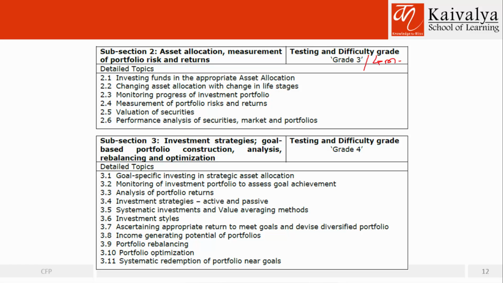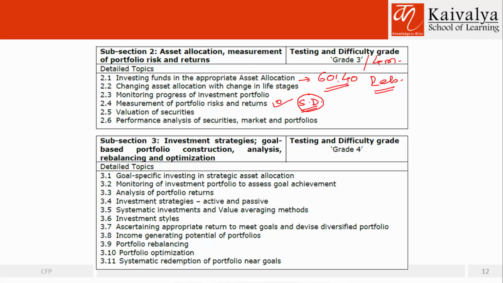Now understand, investing funds in appropriate asset allocation. So once again, that 60% in equity, 40% in debt, something like that, then we have rebalancing. This has been done in investment planning: monitoring progress, measurement of portfolio risk and returns. This is also known to us. I remember that in my examination I had a question on calculating standard deviation, right? So once you get on to advanced level, make sure that you also revise all these things.